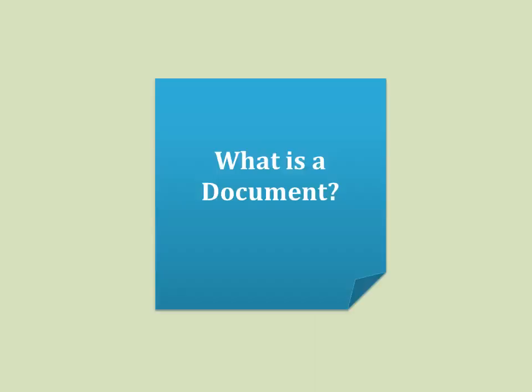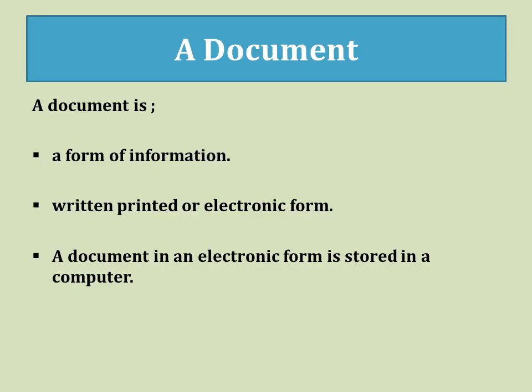But before moving on to the topic, first you should know what actually a document is. A document is any form of information. This information can be in written form and it can be in electronic form as well. When we say that a document is in electronic form, it means that the document is created on a computer. And when we create our documents on a computer, those documents are saved inside the computer in the form of files.